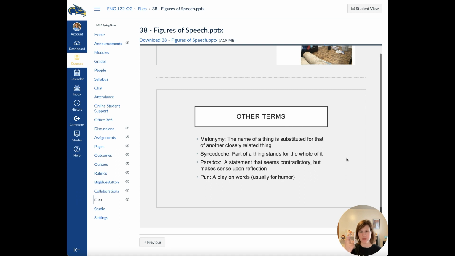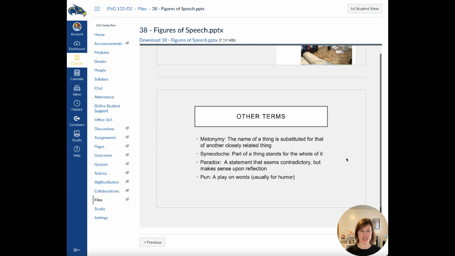So if you substitute something for something similar, that's metonymy. Synecdoche. I love Synecdoche. There's a movie that came out years ago called Synecdoche, New York. It's a very good movie. Has Philip Seymour Hoffman in it. It's really good if you get a chance to see it. But Synecdoche means a part of a thing that stands for the whole of it. So a part equaling the whole, right?